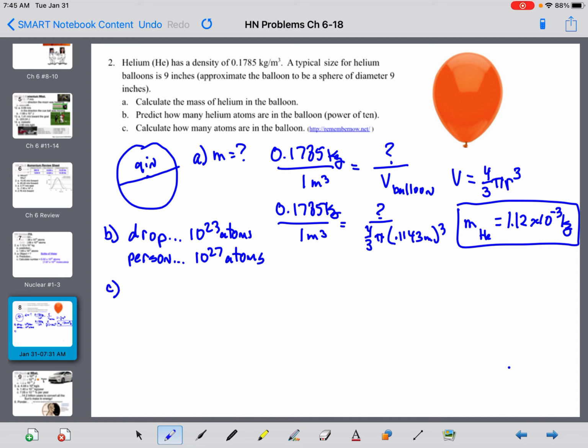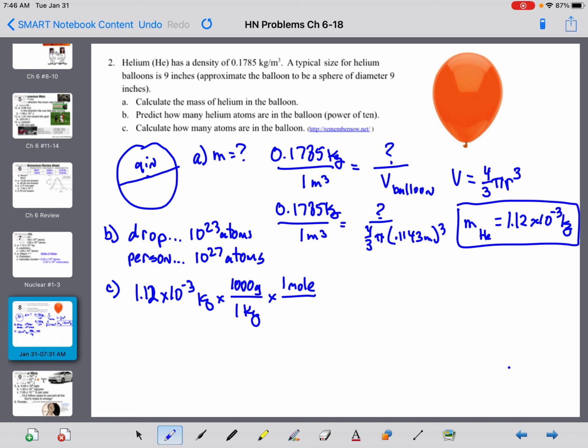Now, in part C, you want to calculate the number of atoms. So I'm going to start with the mass of the helium, 1.12 times 10 to the negative third kilograms. I'm going to convert that into grams. So 1 kilogram is 1,000 grams. And then we need to know how many grams are in 1 mole.